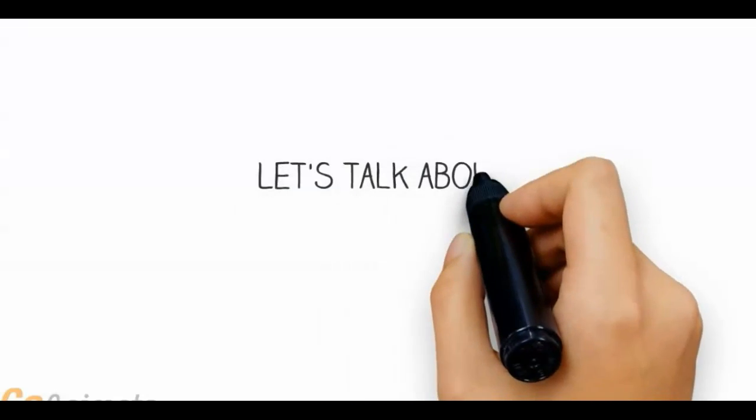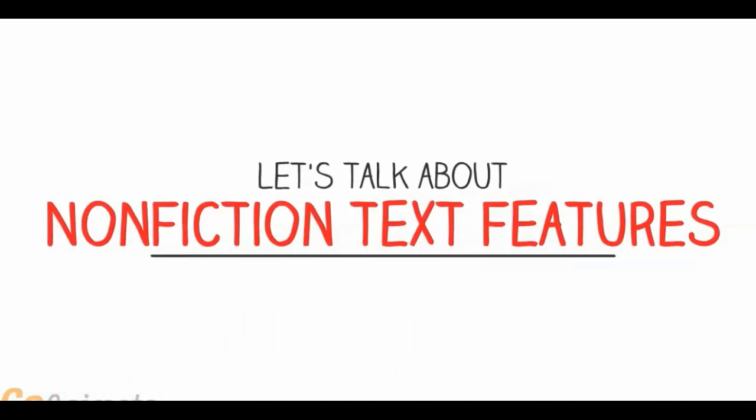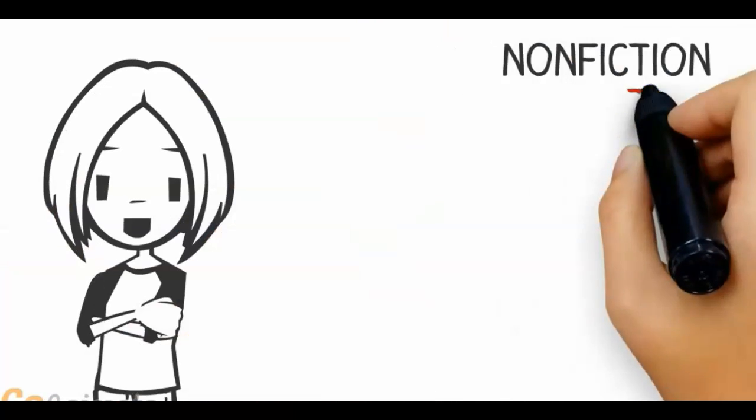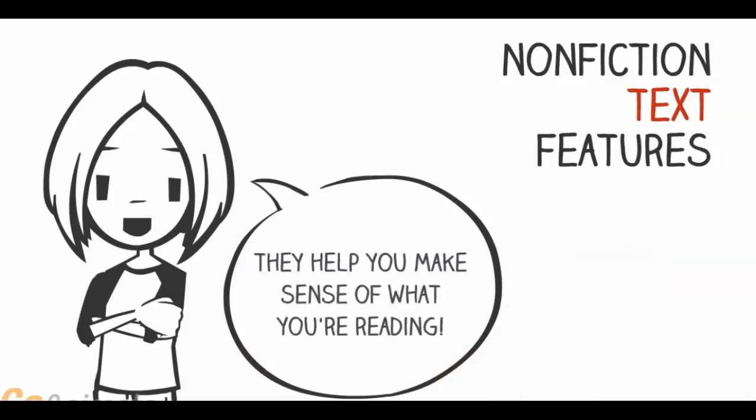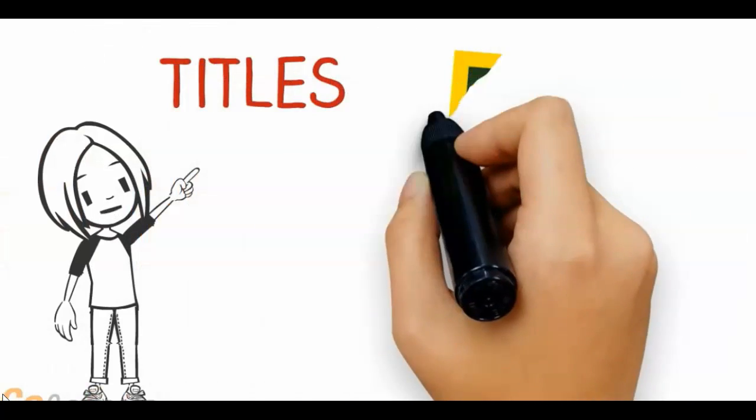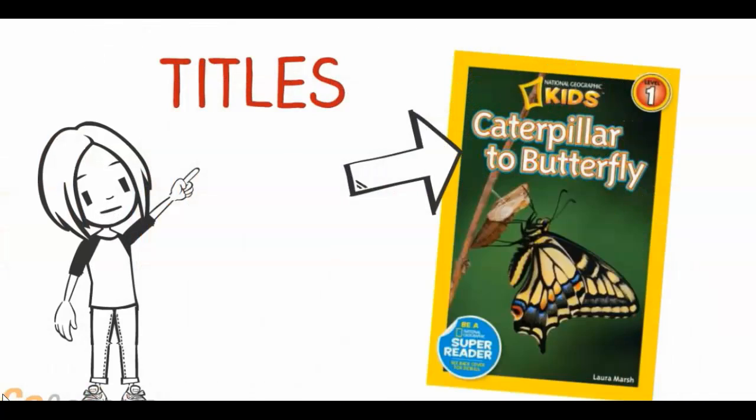Let's talk about nonfiction text features. Text features are the things found in nonfiction materials that help you make sense of what you're reading. These text features can also help you decide which pieces of information are the most helpful to you. Titles are usually located at the top of the page or front cover. They tell you what the book, article, or chapter is called.